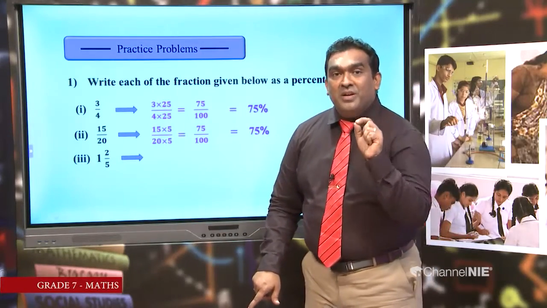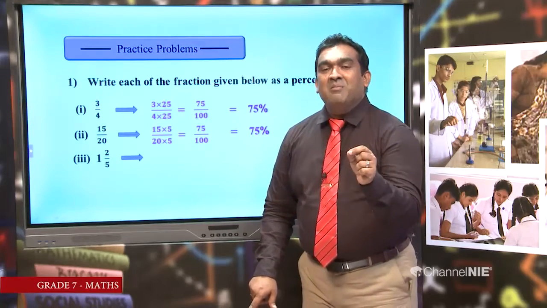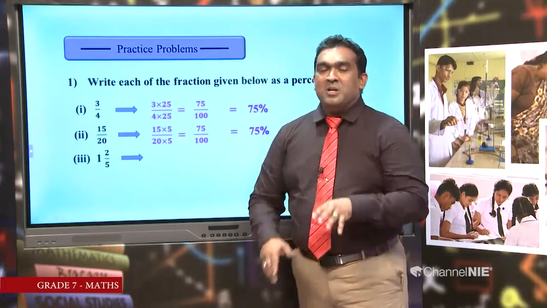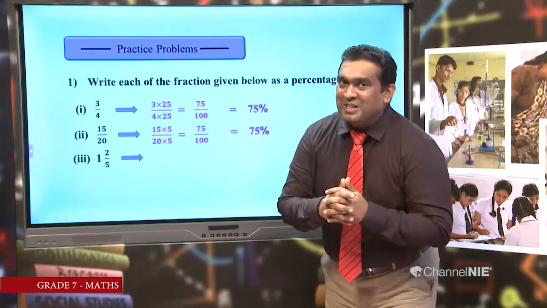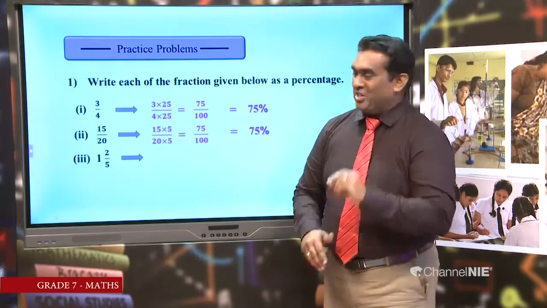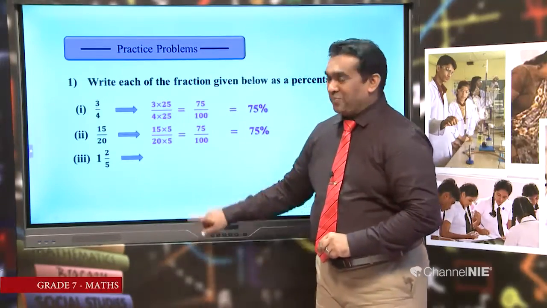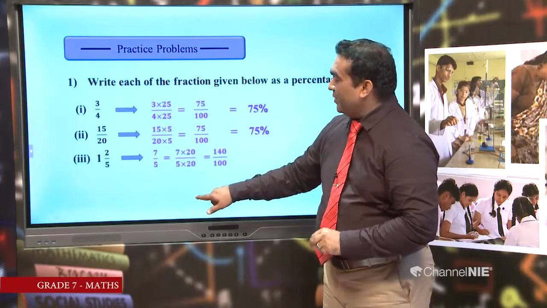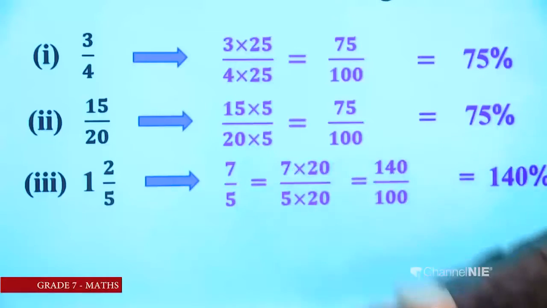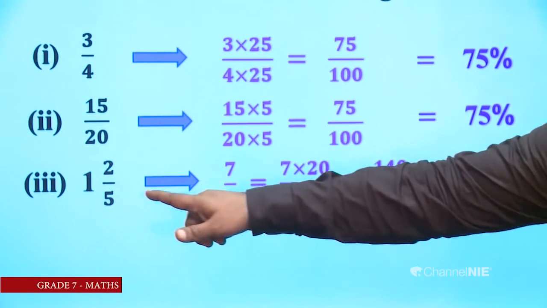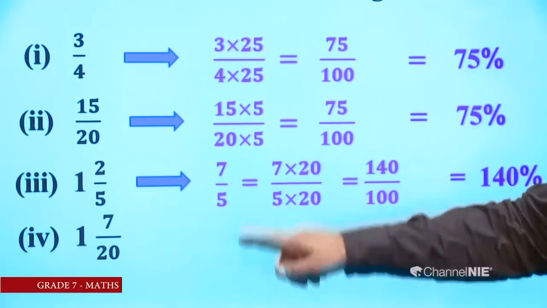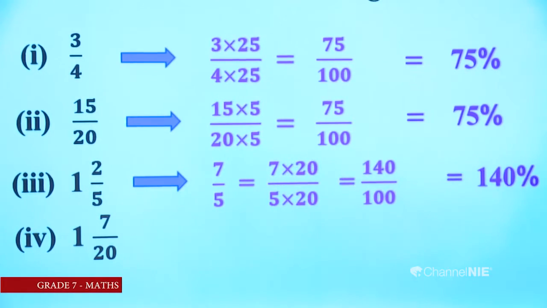When converting mixed numbers into improper fractions, there is a condition. What is that condition? No change in the denominator. Here the denominator is 5. Here also denominator 5. Then how did you get 7? You multiply 5 and 1. 5 into 1, 5 plus 2, 7. Therefore, 7 over 5.